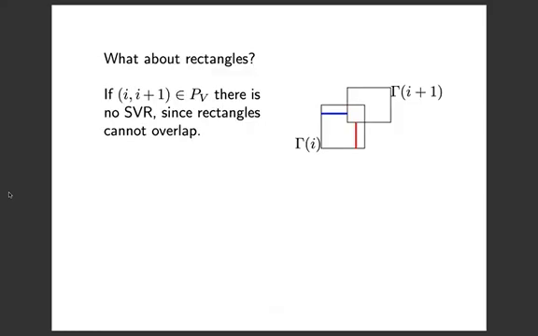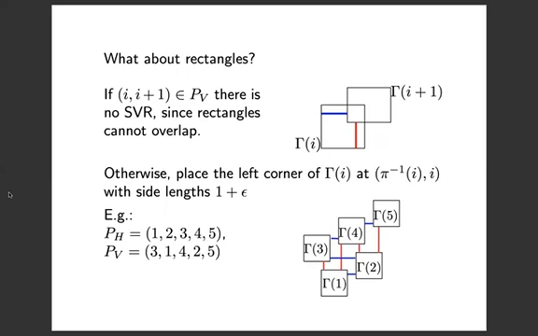So the first shape we might try to deal with are rectangles. Rectangles are relatively simple because they can't share both a horizontal and a vertical visibility. So if the tuple i and i+1 is in the vertical path, then there's no way that an SVR of these rectangles exists. If this isn't the case, we can just run this cute little algorithm in which we put the corner of gamma i, the ith point, at an x location of the position of i in the vertical path, and a y location of i.